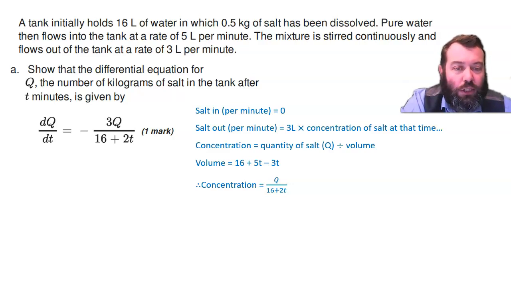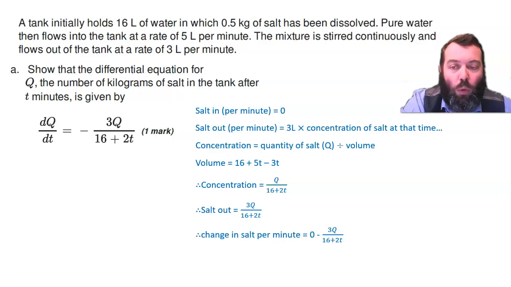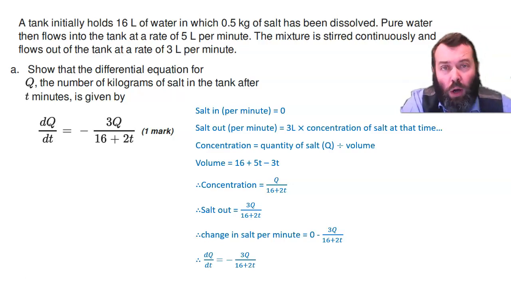So that's my concentration. Coming back now to our salt out equation we generated earlier on, it's 3 multiplied by the concentration, so 3q over 16 plus 2t. Now combining these things, the salt in minus the salt out is 0 minus 3q over 16 plus 2t. That's the change in salt per minute, or we might describe this as the rate of change: dq/dt equals negative 3q over 16 plus 2t, as required. I think that's the tricky part of the question, really. But it's not all of the question, that's only the first part.